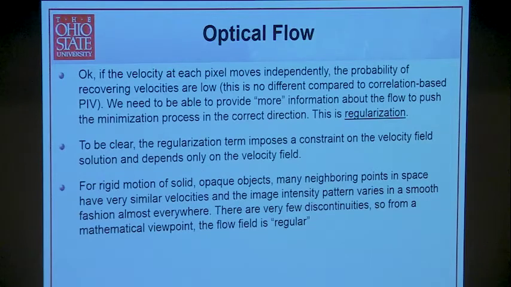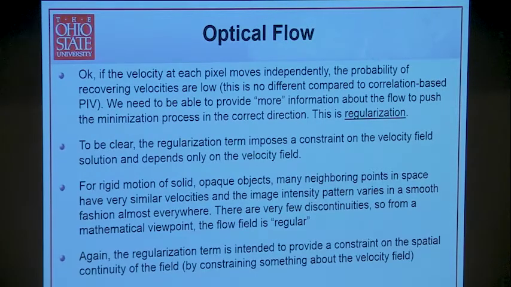Many neighboring points in space will have very similar velocities, and the image intensity pattern varies in a smooth fashion almost everywhere. Again, think of this concept: I have a checkerboard, and I move that checkerboard throughout space. All these neighboring points, no matter what I do to that motion, I can give it chaotic fluid motion, but these groups of pixels, if you will, would all move in a very cohesive fashion. There are very few discontinuities, if any, and so from a mathematical viewpoint, the flow field is regular.